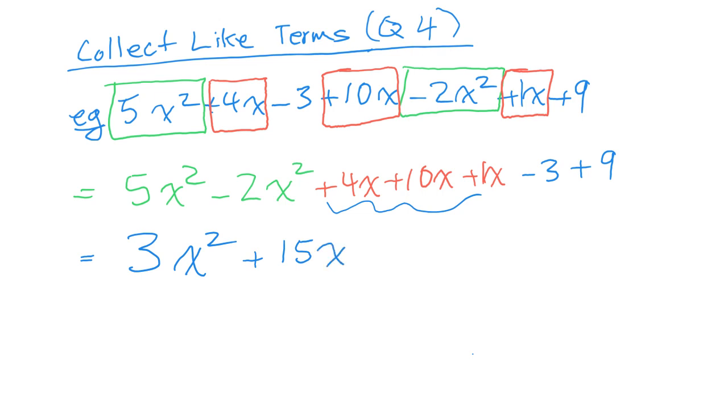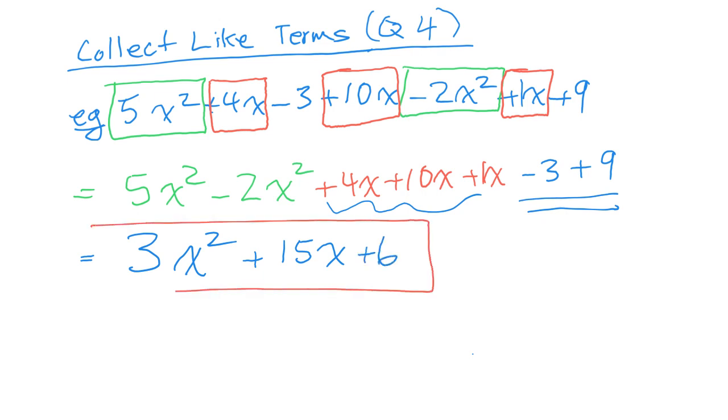And now we add up the last part, minus 3 plus 9. So you punch that in your calculator. Minus 3 plus 9 gives us plus 6. And there is our answer. And we're done. That's it.